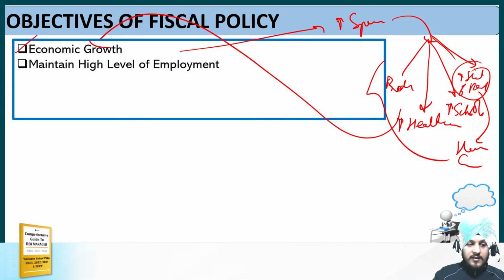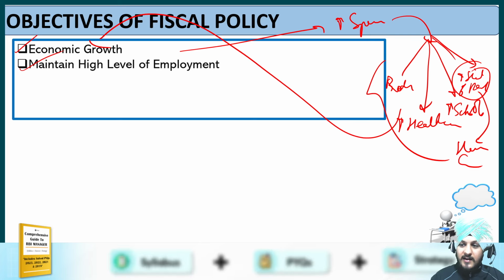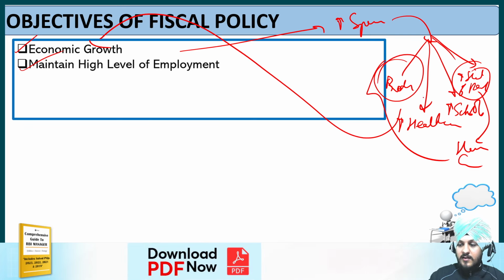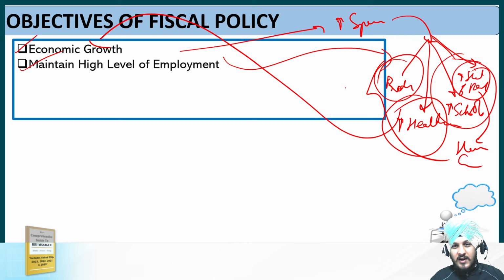The second is maintaining a high level of employment. So how can the government manage employment? We have already seen that when the government invests in these assets, it will lead to an increase in jobs and wages.